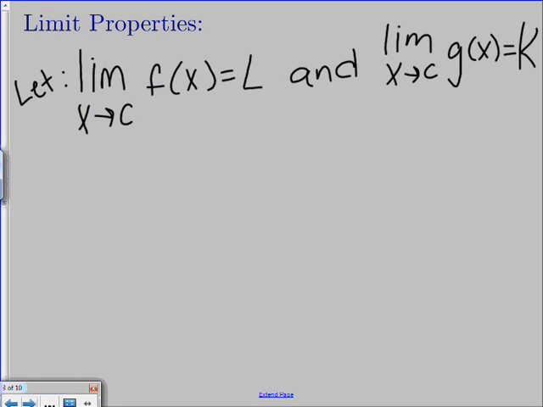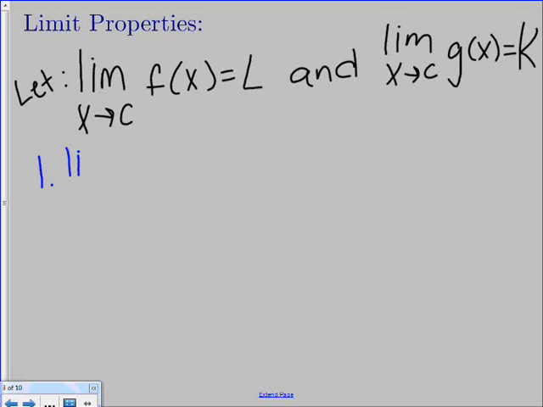So now we're going to go over the 5 real big properties of limits. And for this one, we're going to let the limit as x approaches c, some function f of x, be equal to L, and the limit as x approaches c for another function g of x be equal to k. So our first property is called the scalar multiple property. So it's when you multiply a function by a constant number.